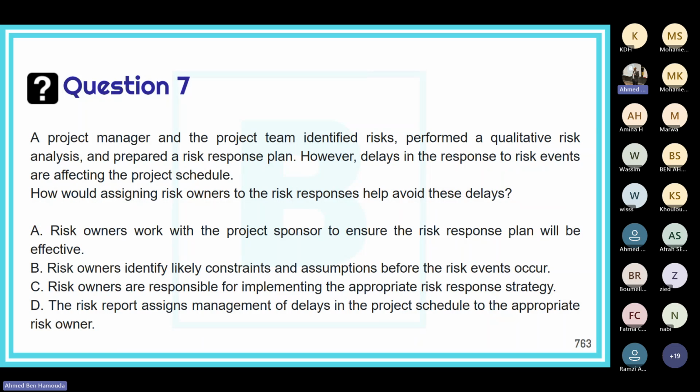Yes. The risk report assigns management of delays in the project schedule to the appropriate risk owner. Not really, no. The right answer is C, actually, okay? Because risk owners actually are the ones watching after the implementation of the selected risk response strategy.